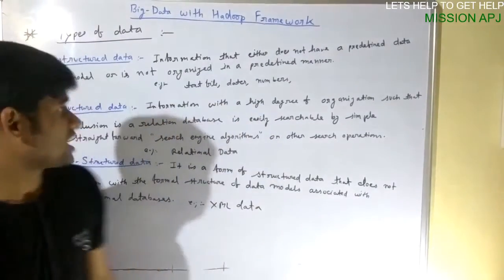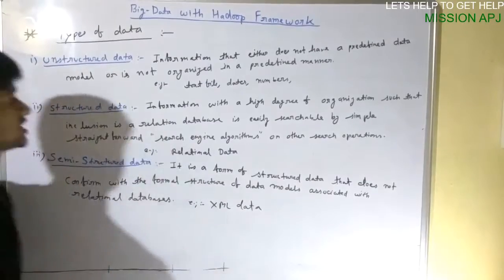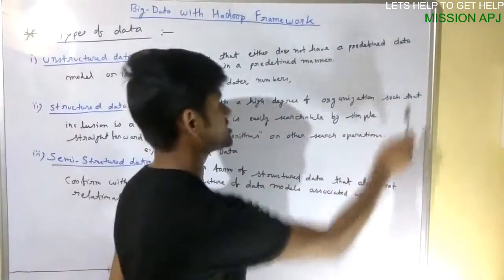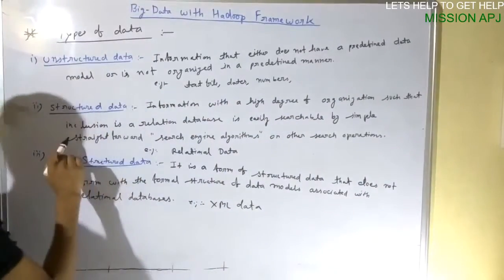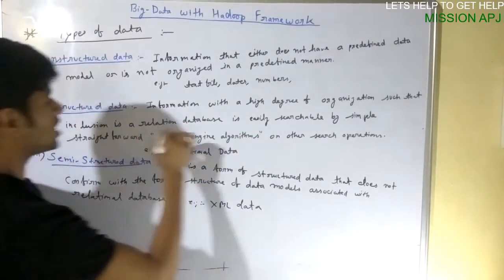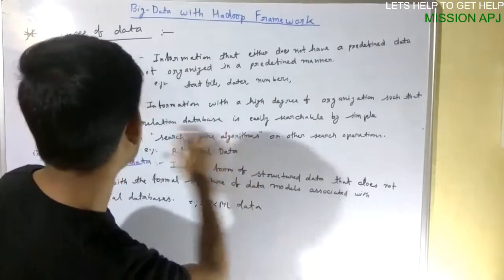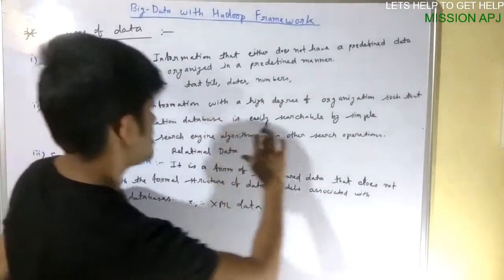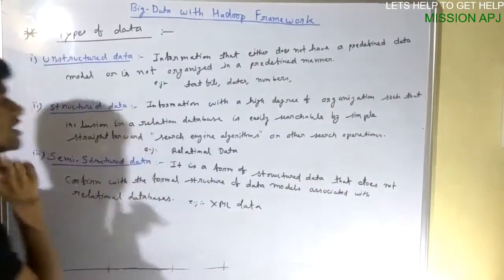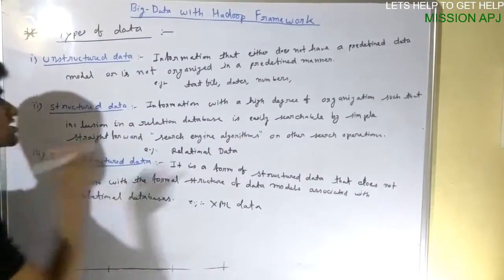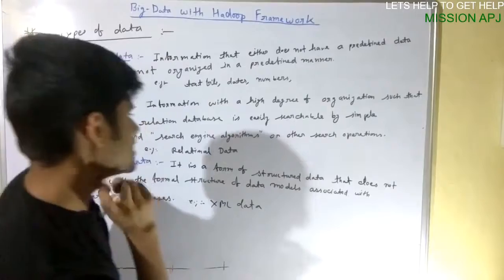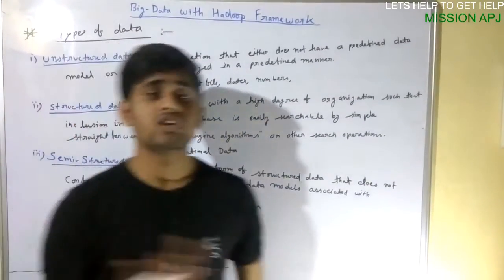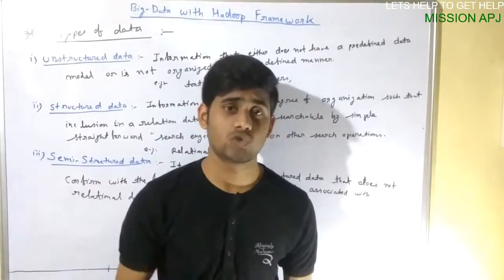Okay, so let us understand structured data. What is structured data? It is information with a high degree of organization, such that inclusion in a relational database is easily searchable by a simple, straightforward search engine algorithm or other search operation. So what are structured data? Data we store which are related to each other.